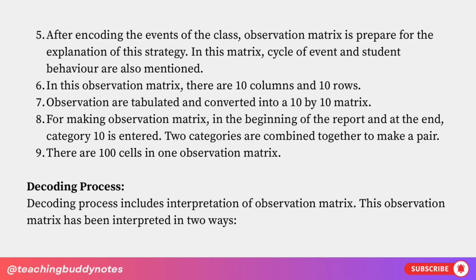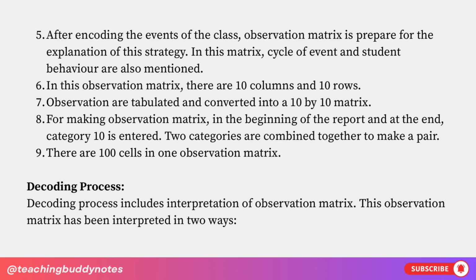After encoding the events of the class, an observation matrix is prepared for the explanation of this strategy. In this matrix, the cycle of event and student behavior are also mentioned. In this observation matrix, there are 10 columns and 10 rows. Observations are tabulated and converted into a 10 by 10 matrix. For making the observation matrix, in the beginning of the report and at the end, category 10 is entered. 2 categories are combined together to make a pair. There are 100 cells in one observation matrix.